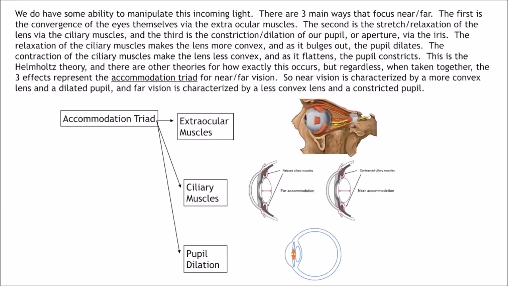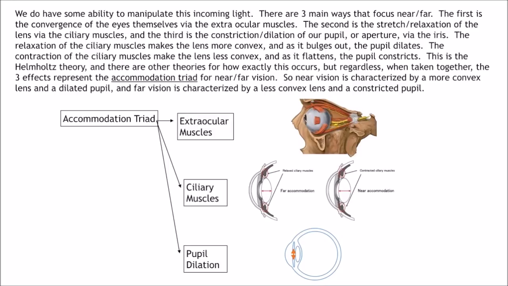We do have some ability to manipulate this incoming light, so it's not a purely lens system. There are three main ways that we focus near and far. The first is the convergence of the eyes themselves via the extraocular muscles. The second is the stretch and relaxation of the lens via the ciliary muscles, and the third is the constriction and dilation of our pupil or aperture via the iris. The relaxation of the ciliary muscles makes the lens more convex, and as it bulges out, the pupil dilates. The contraction of the ciliary muscles makes the lens less convex, and it flattens, and the pupil constricts.